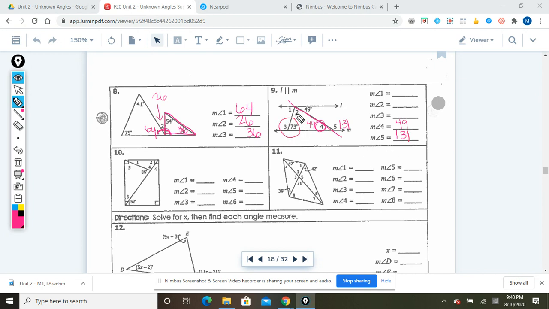Linear pair over here, I do 180 minus 73, and I get angle 3 is 107. Okay, then I can use same side interior between angle 3 and angle 1. So 180 minus 107 gives me 73 for angle 1. And then these three need to add up to 180. So 180 minus 73 minus 49 gives me 58.